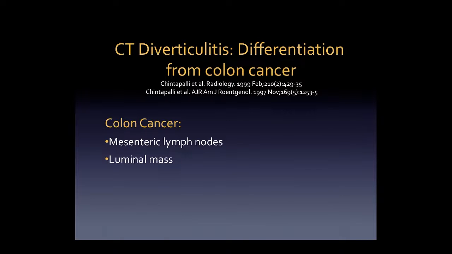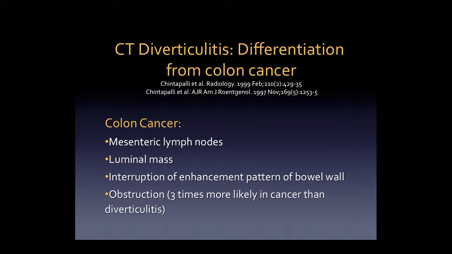Obviously, if you see a luminal mass, we want to be concerned about colon cancer. Again, that interruption of the enhancement pattern of the bowel wall, highly suggestive of cancer. And obstruction. So if you see something that looks like diverticulitis, but there is colon obstruction present, it is 3 times more likely that you're looking at cancer than you're looking at diverticulitis. You can sometimes have obstruction and diverticulitis, but it is rare compared to cases of cancer. So obstruction is a worrisome sign.